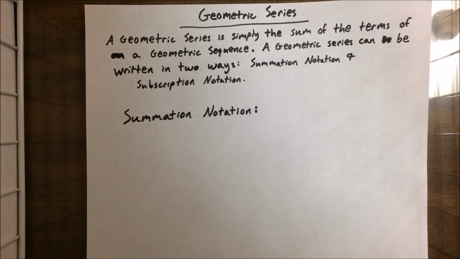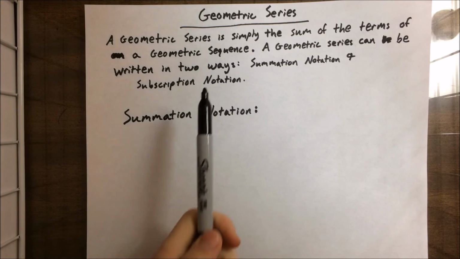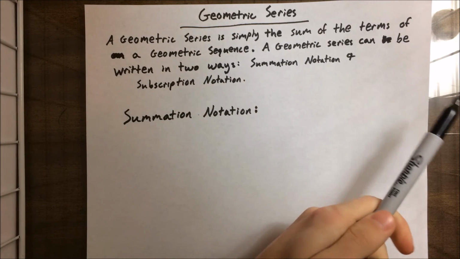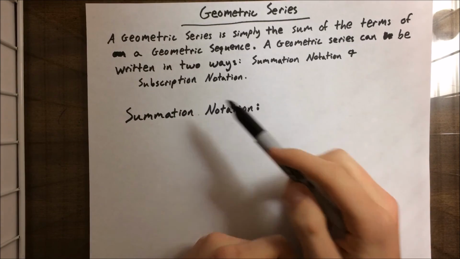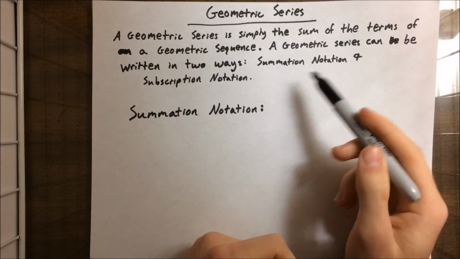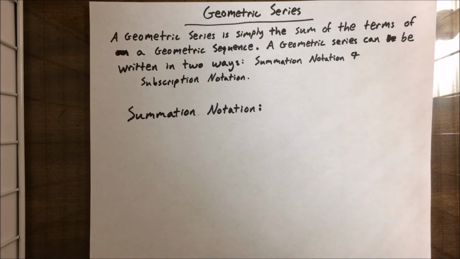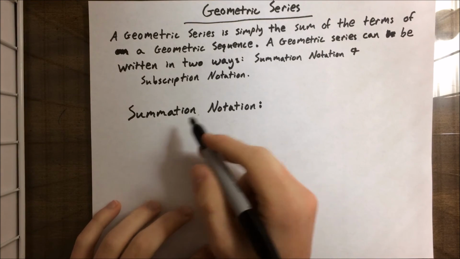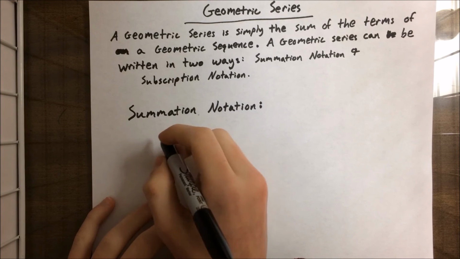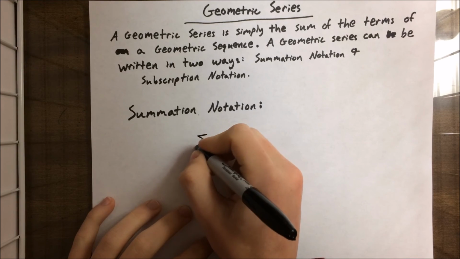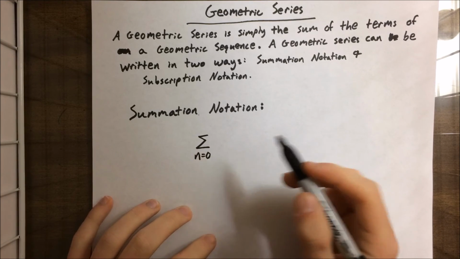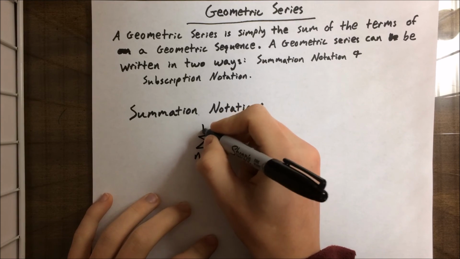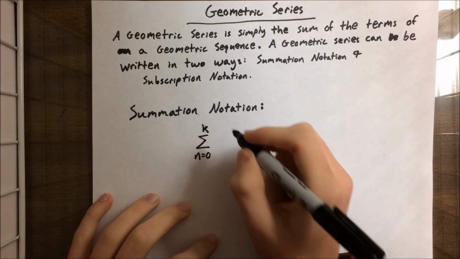IQKid here to talk about geometric series. A geometric series is simply the sum of the terms of a geometric sequence. A geometric series can be written in two ways: summation notation and subscript notation. The summation notation has the following form. The sigma symbol from n equals 0. You can also do n equals 1, but I will show you more about that later.